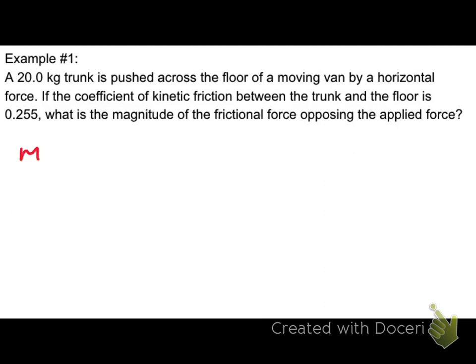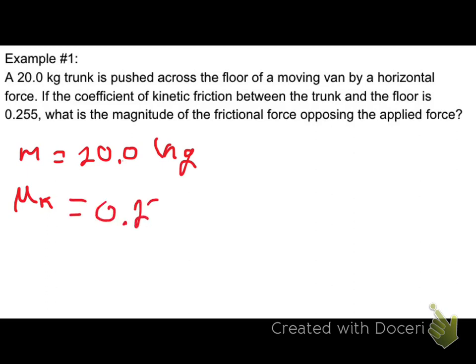We've been given the mass of an object, which was 20 kilograms. Can't really see my decimal point there. And we were given the coefficient of kinetic friction, so mu sub k, which was 0.225, and that's a ratio, so that's why it doesn't have a unit. We were not given this, but it is a known factor. We know the acceleration due to gravity is 9.81 meters per second squared.